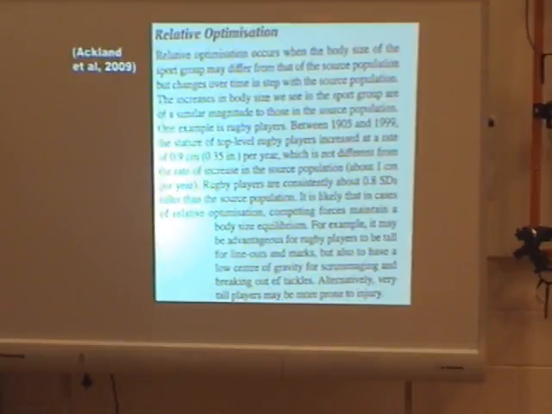Now, relative optimization is the second theory of optimization. It's when the body size of a sport group may differ from what the source population is, but changes over time in step with the source population. So rather than the previous one, where open-ended, it just gets bigger and bigger at a much different rate than the source population, this is saying that you get optimization, but it changes very close to how the source population changes.